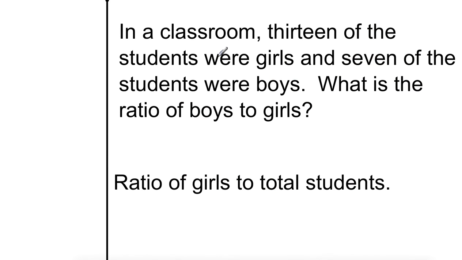All right, so let's look at this one. In a classroom, 13 of the students were girls and 7 were boys. What's the ratio of boys to girls? So if I look up here, you have to go back into your information and they may not be in the same order. So this is 13 of them are girls. So I'm going to put a 13 here. And 7 are boys. Now I have the correct order. The ratio of girls is 13 to the total students, which would then be adding them together, which would be 20.